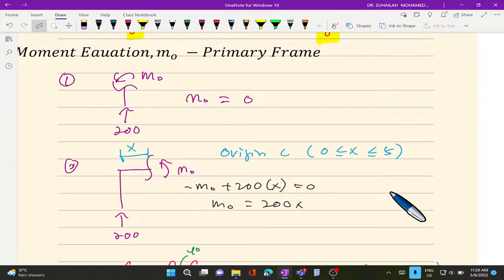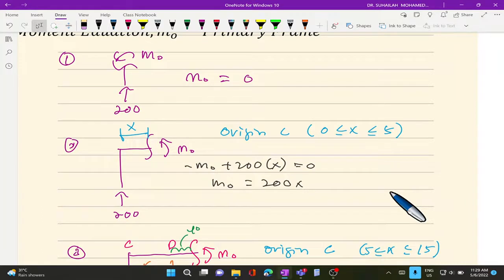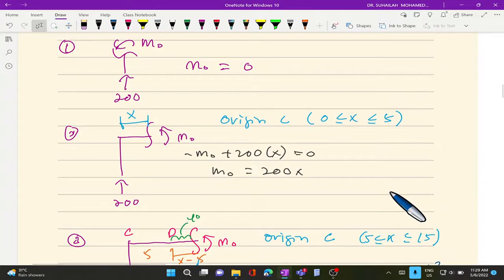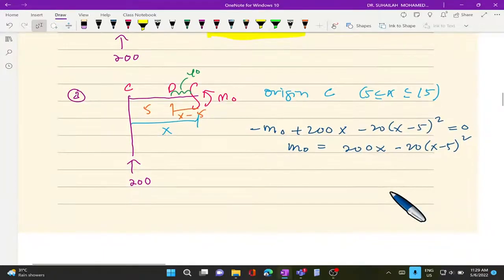Anyway, you can write the moment equation. So this one is how we calculate the moment equation, the one that you have learned under 424 structural analysis. We determine M naught for each of the sections: section number 1, section number 2, section number 3.